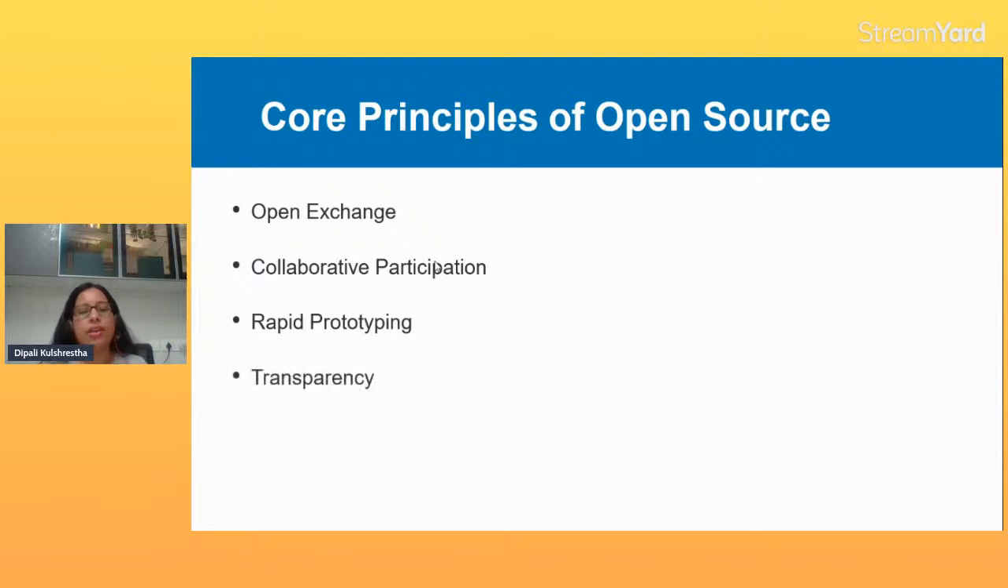And these are transparent. Open source projects are very transparent by nature. As they are shared, anyone can see, anyone can change, anyone can create innovative products out of the base image which we have got. So this is openly accessible, fostering trust and security.